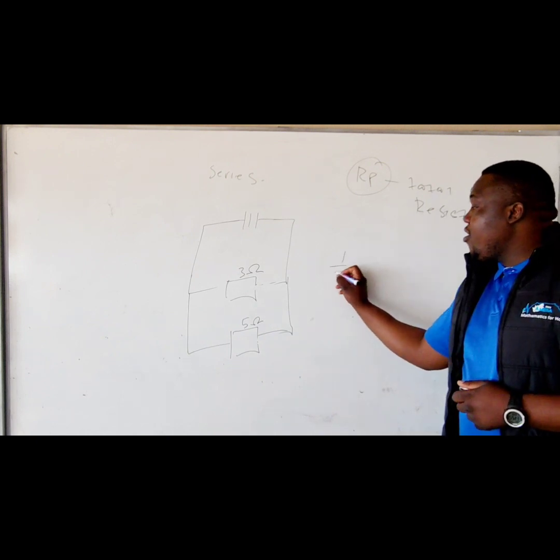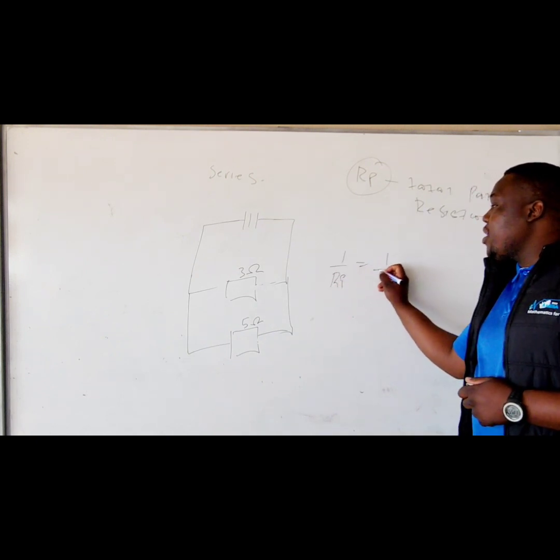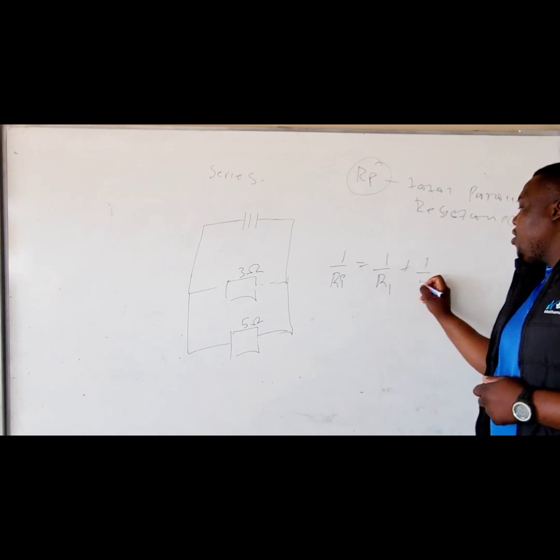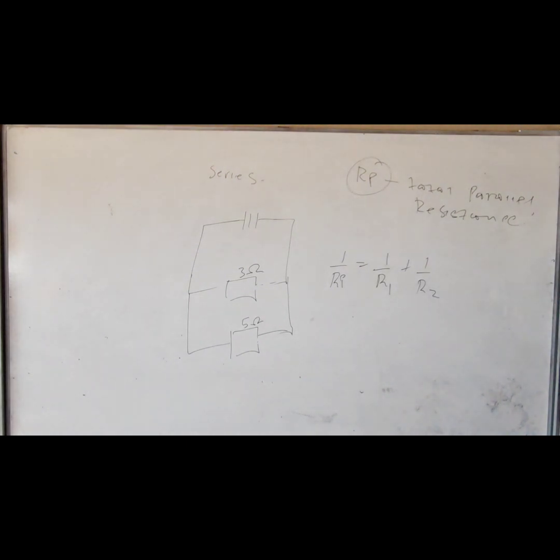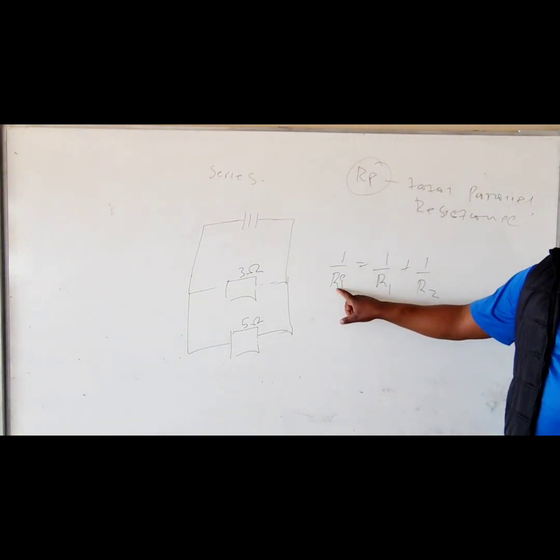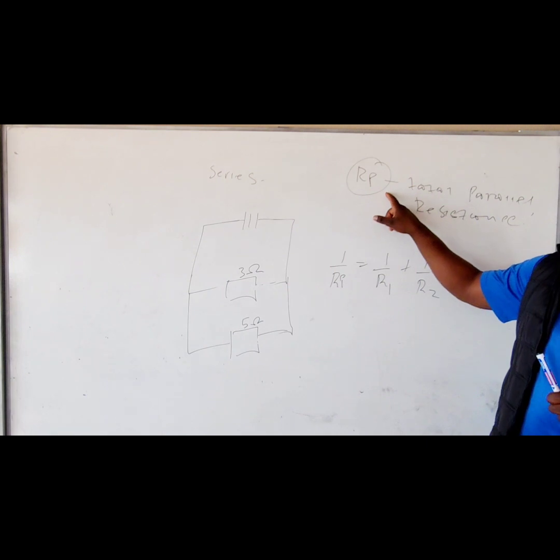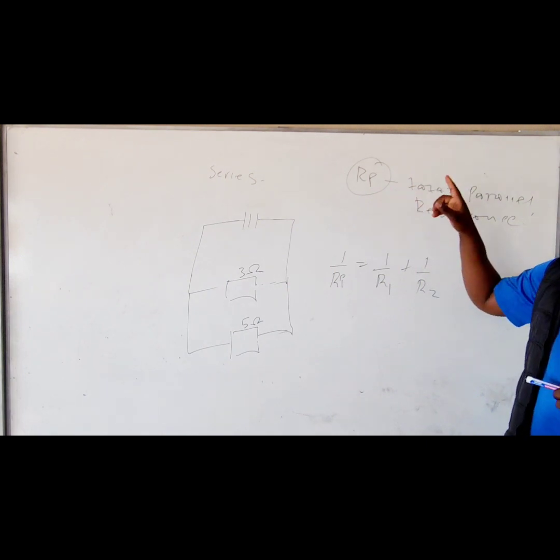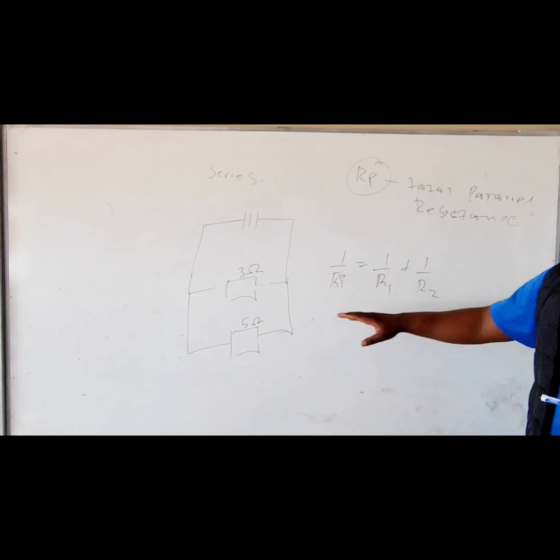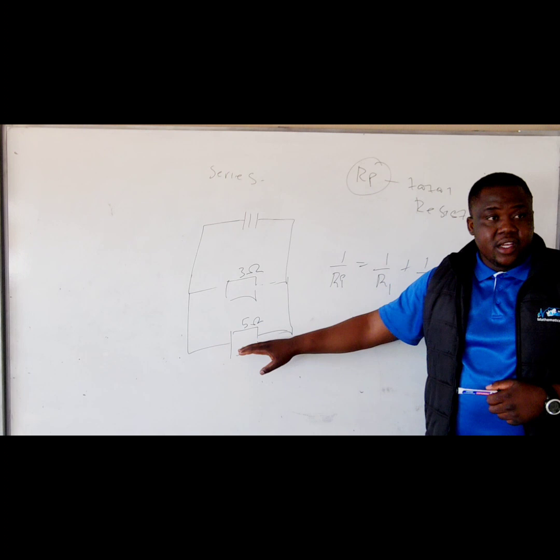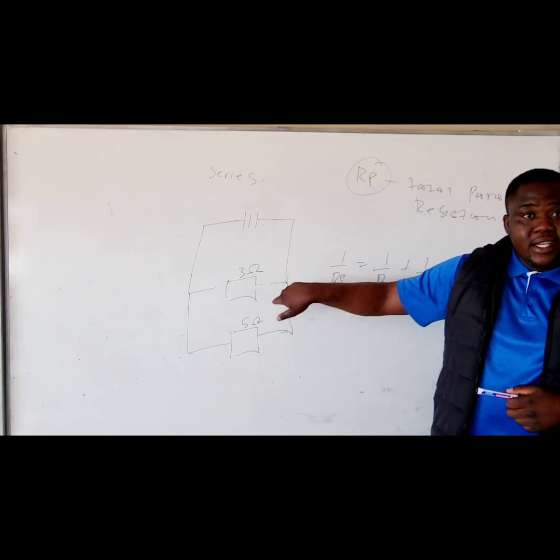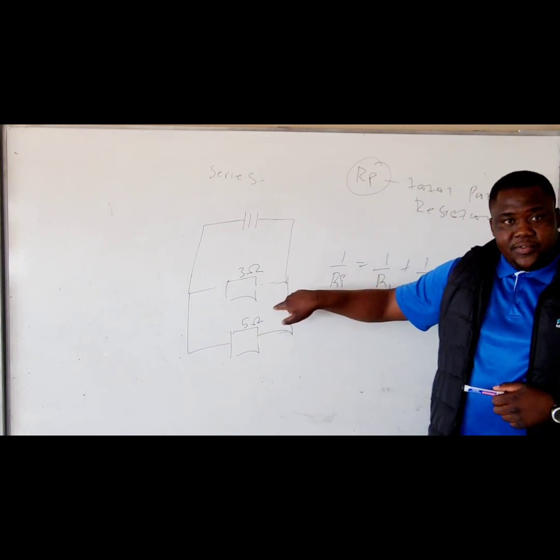We say 1 over RP is equal to 1 over R1 plus 1 over R2, 1 over R3 plus 1 over R5, we move like that. R20, we move like that. You understand, right? Then we calculate for this RP. As I'm telling you here, RP is the total parallel resistor. Since these resistors are connected in a parallel connection, if we want to calculate the total resistance in this circuit, we're going to calculate for RP.